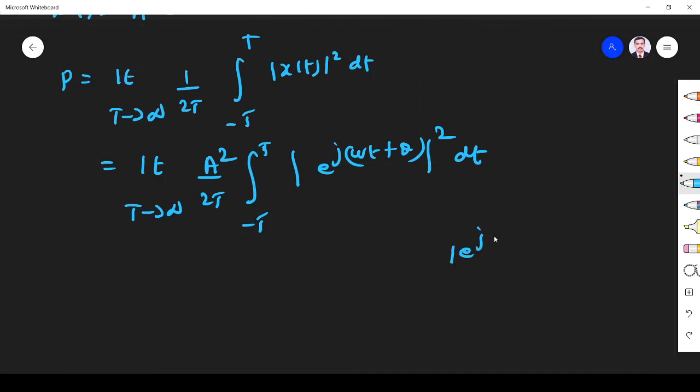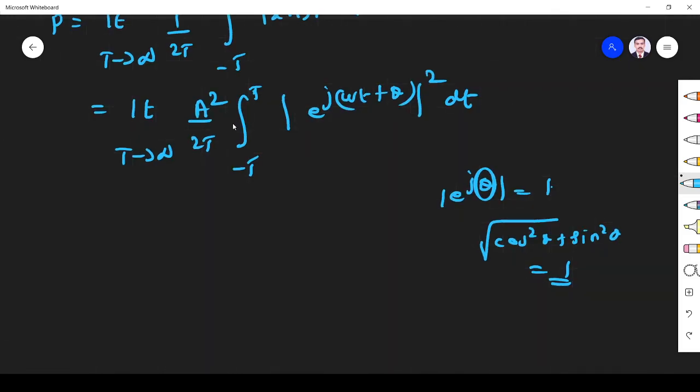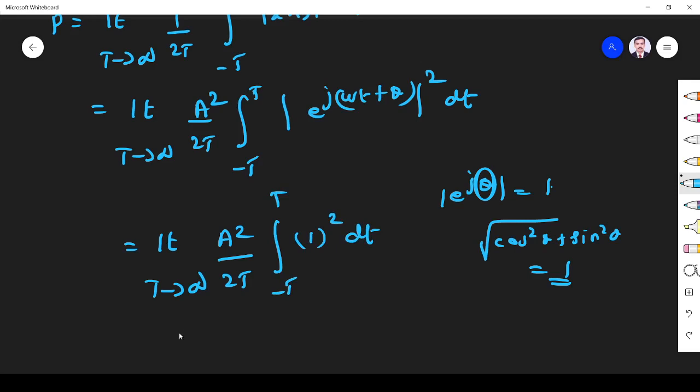What is the modulus of e power j theta? It is 1 because it is cos square theta plus sin square theta under the modulus, so it is always 1. Whatever the theta value, the modulus of e power j theta is 1. So instead of theta we are having omega t plus theta, and that is 1 only. So limit t tends to infinity, A squared by 2t, integral from minus t to plus t of 1 squared dt.